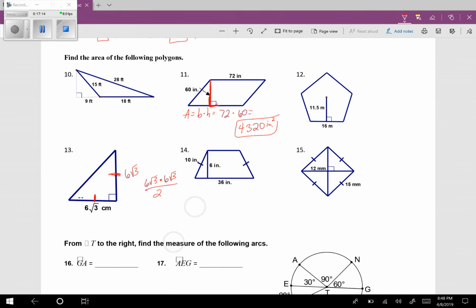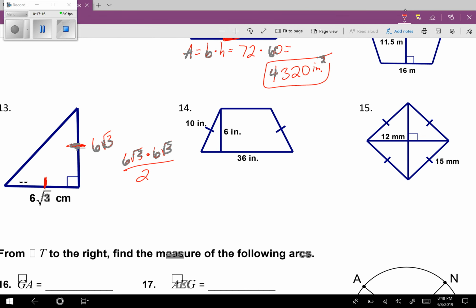So now we'll just kind of work this out. So you're going to multiply 6 times 6, that's 36. Okay, times, now you have square root of 3 times the square root of 3, which is just going to be 3. And you have that divide by 2. So 36 times 3 divide by 2. And you should get 54. So it's going to be 54 centimeters squared.